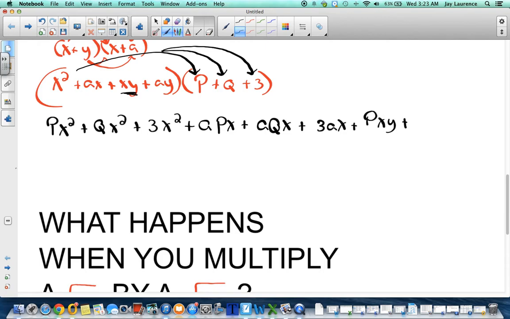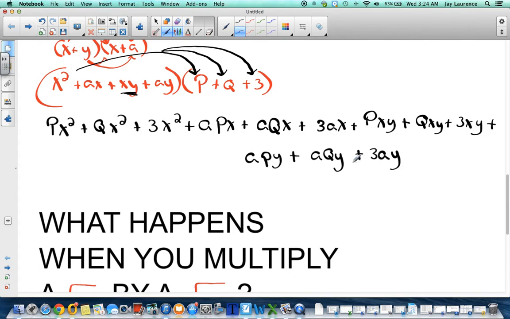Then I'm going to get a qxy. Okay, then I'm going to get a 3xy. I'm not seeing any like terms, so I'm just keeping this puppy going. Plus, now I have to do the ay, so I'm going to get an apy plus an aqy plus a 3ay. And there you go.